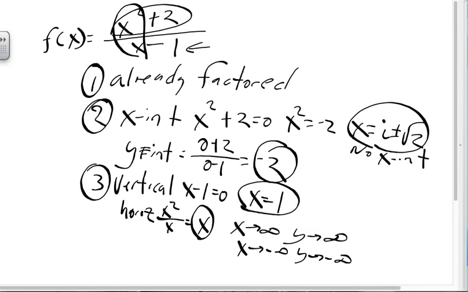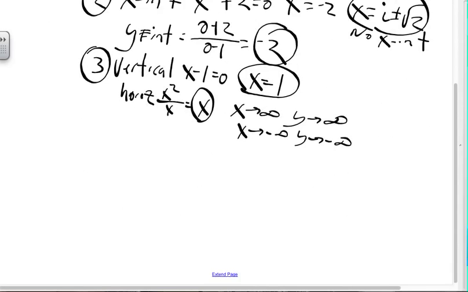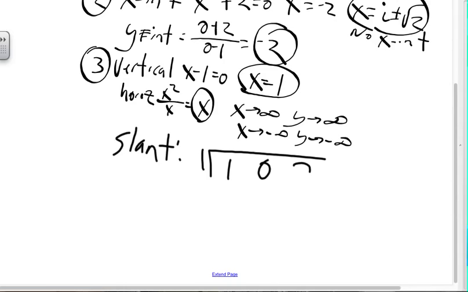And we got one more thing we need to worry with, which is the slant. And we do have a slant in this case, because the order of my numerator is exactly one more than my denominator. And so we find this using synthetic division. So I take the 0 of my denominator, which is 1, and then I copy my coefficients, which are 1, 0, 2.